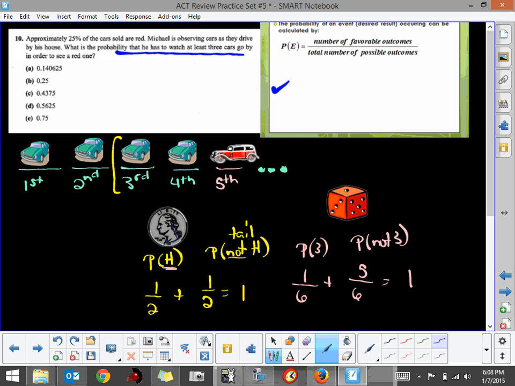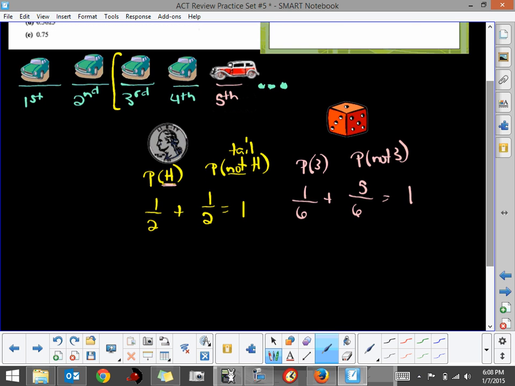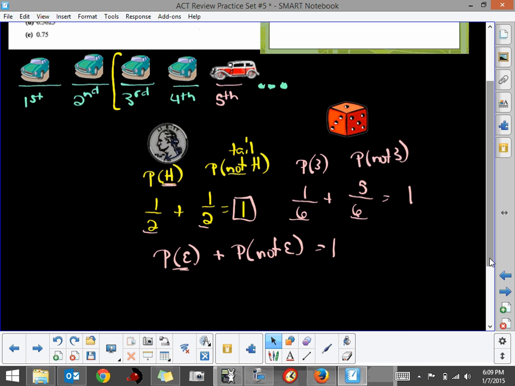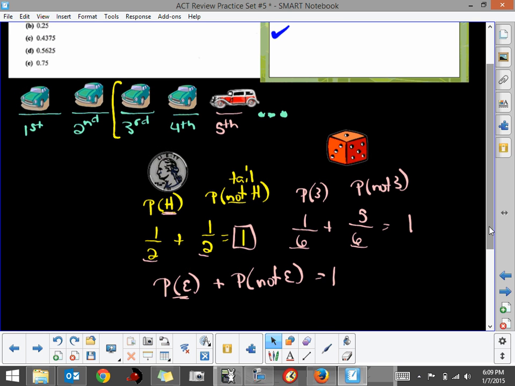I'm going to generalize here: the probability of any event happening plus the probability of your event not happening has to equal 1. So the probability of getting a head or not getting a head totals 1. The probability of getting a 3 on a die roll and not getting a 3 on a die roll is 1. So the probability of any event happening plus the probability of your event not happening has to total 1. Now I'm going to bring that up and use that analogy.